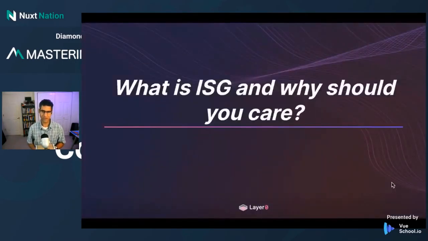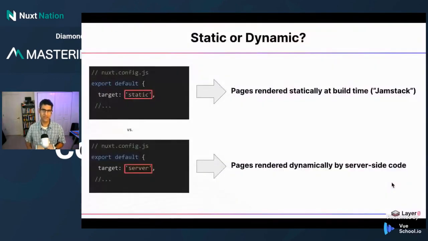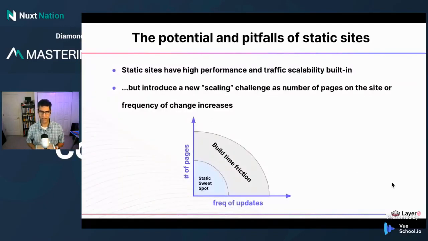Okay, so let's talk about what ISG is and why you should care about it. It really all starts when you're setting up your Nuxt project, and you have to make this decision in your config: are you going to set the target to be static? So those pages are rendered statically at build time. This is sometimes called Jamstack. Or are they going to be rendered dynamically by server-side code? And this is when you set the target to server. And there's a bit of a trade-off here.